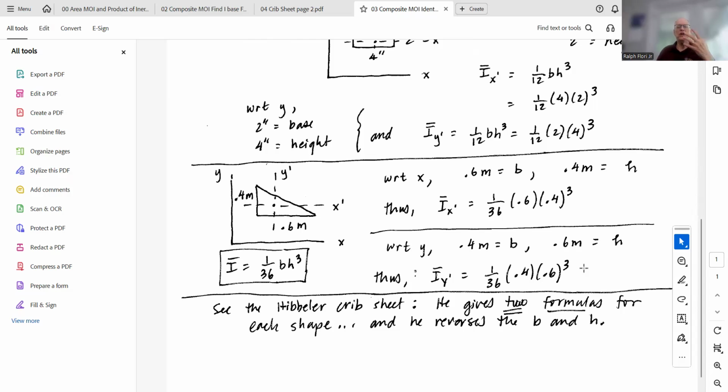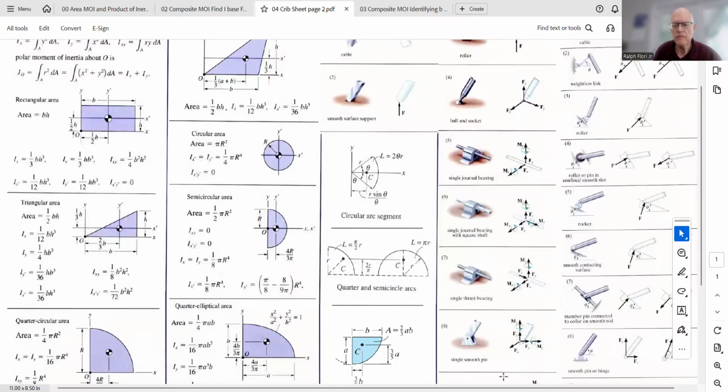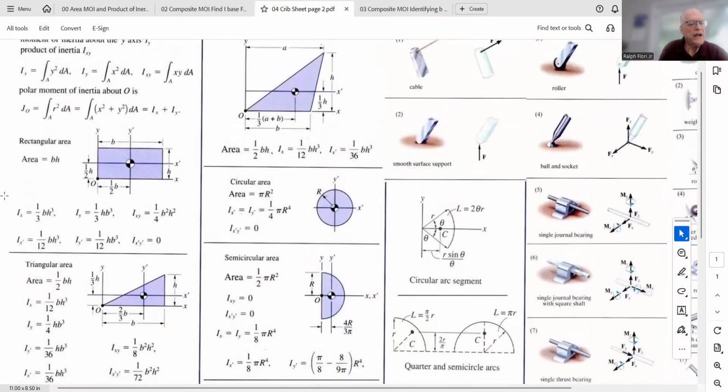To me, that makes your formula sheet simpler because you're not having to give 2 different formulas for 2 different orientations. But Hibbler gives you both, and so I just want to show that to you. So when you go to his crib sheet, for a rectangle, let me zoom in a little bit more on this. For a rectangle, we have a y-axis and an x-axis. We have a B and we have an H.